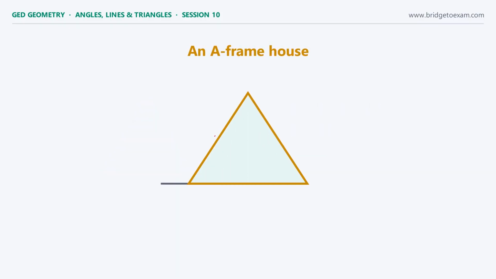Here's a real-world picture, an A-frame house, or a simple tent. The two equal slanted sides create two equal base angles where they meet the ground. That symmetry is exactly the isosceles rule at work. Equal sides producing equal angles, keeping the structure balanced.